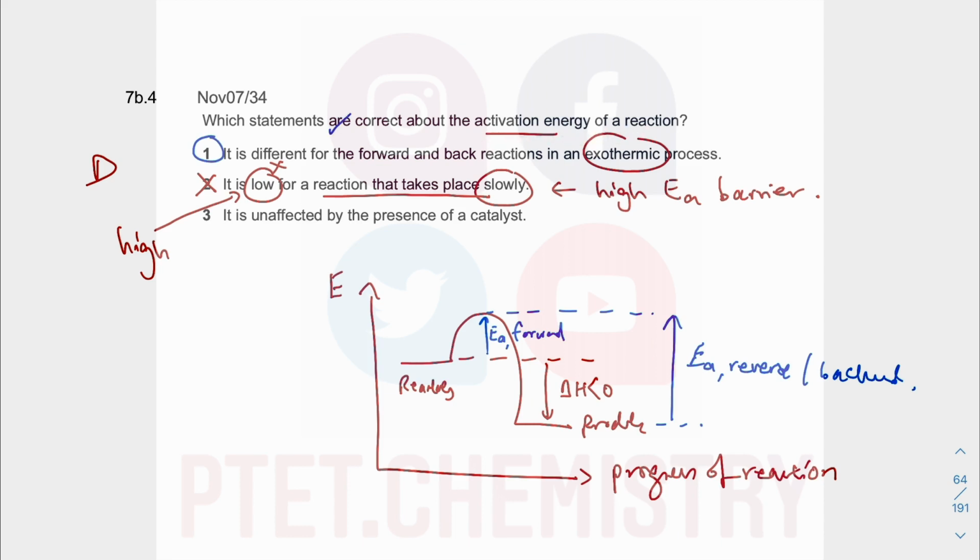Activation energy of a reaction unaffected by the presence of a catalyst, that is wrong, because we know that a catalyst can give you a new lower activation energy, and it gives an alternative reaction pathway for your reaction to happen a bit faster.